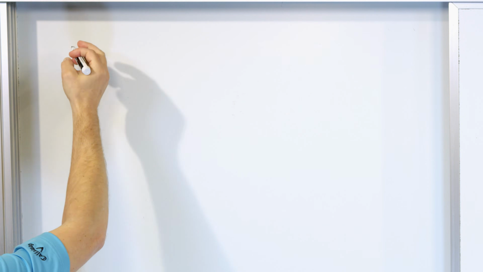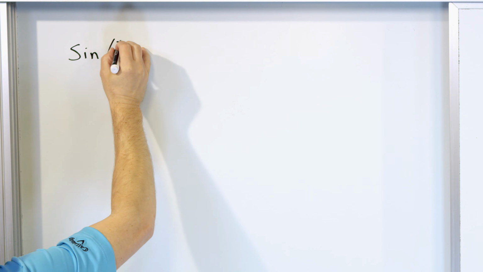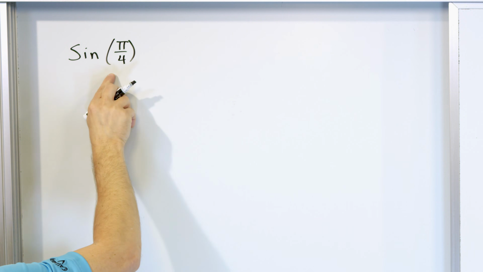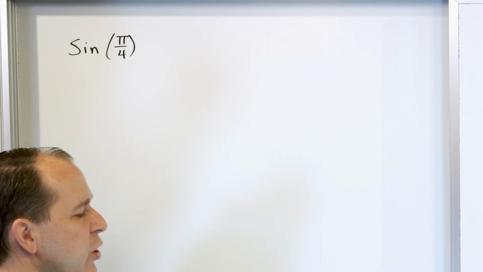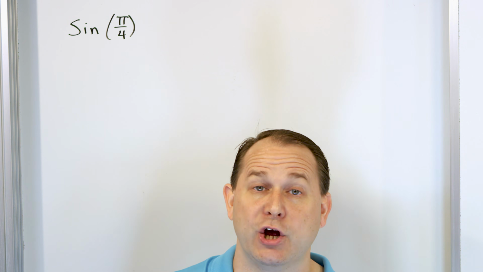Now, it's going to be much, much easier to do this by solving a problem. So let's say we want to now tell me what the sine of pi over 4 is. Now, when you see sine of pi over 4, there's no degree symbol or anything, and it involves pi, then you automatically know it's radians.